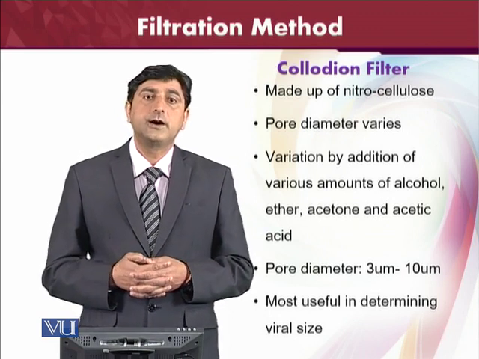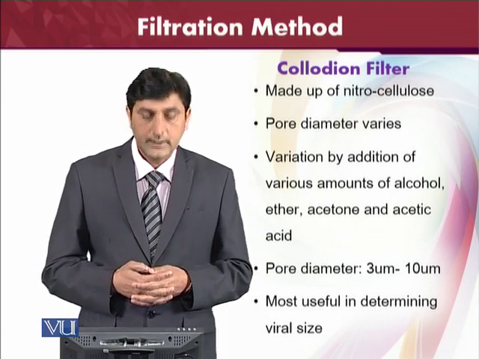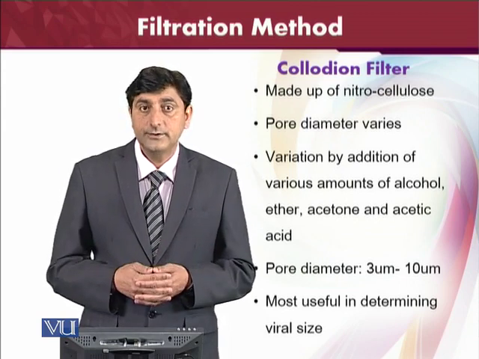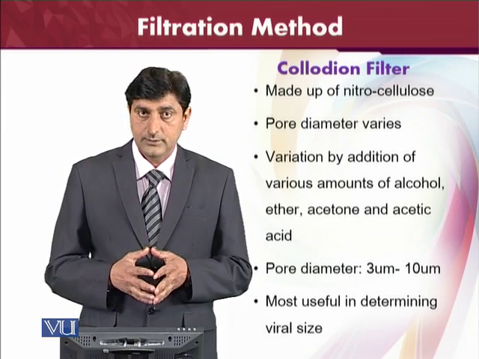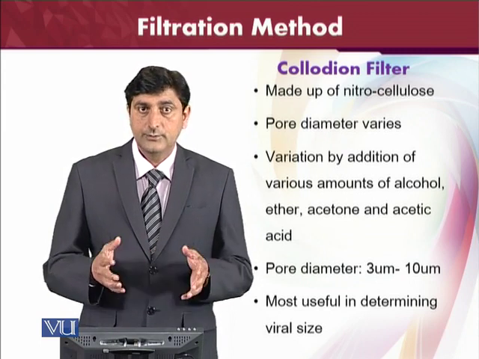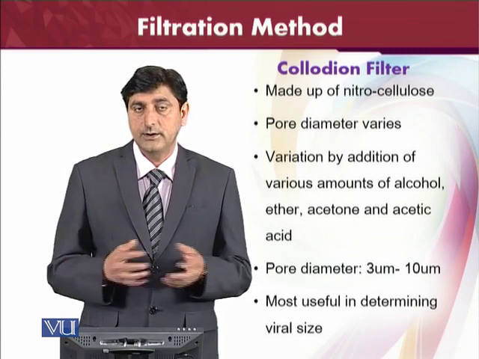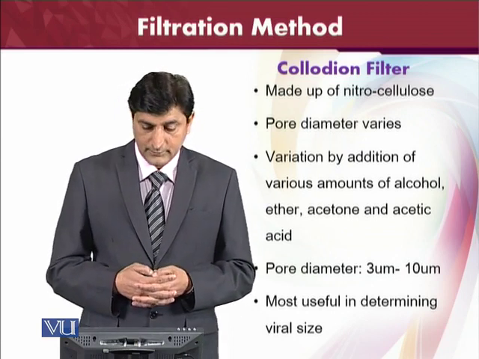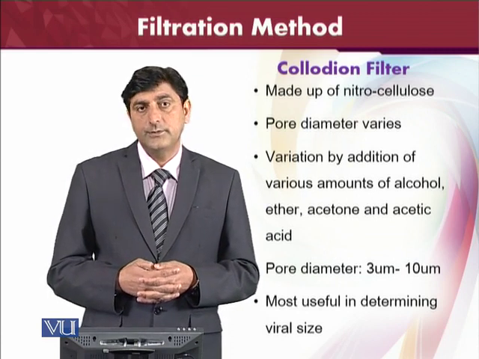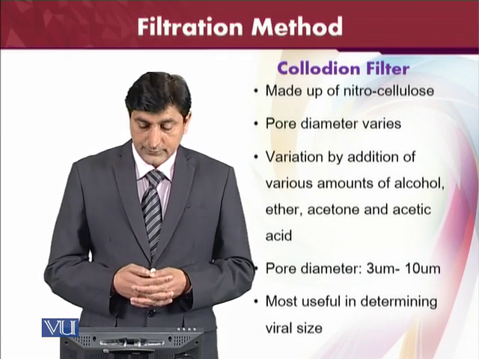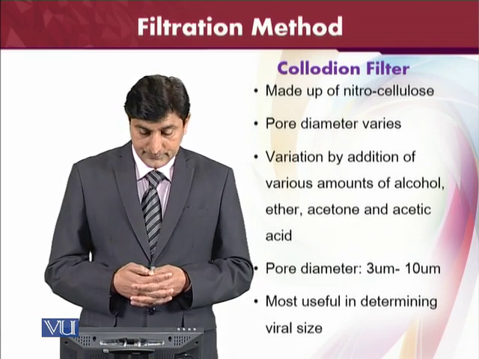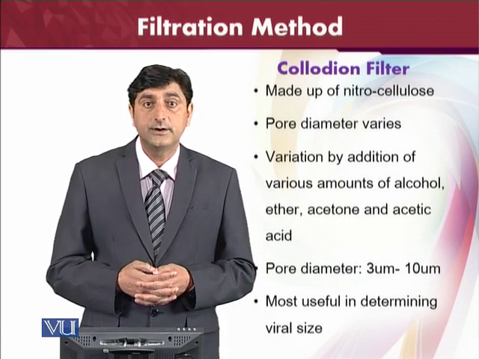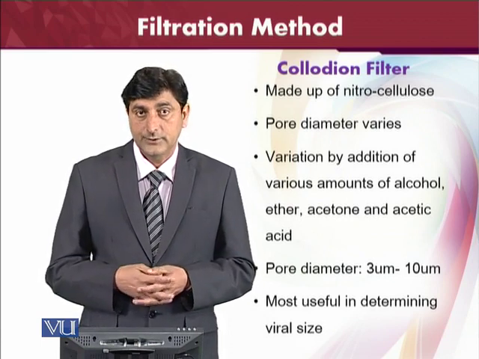Variations are also there by the addition of some alcohol, ether, acetone or acetic acid, and you can also apply an electric field on these filtrations. You can just make it on the basis of the electrodes. You can isolate and differentiate between the viruses, and the pore diameter can be 30 micrometer to 10 microns. They are most useful in determining the viral size. Of course, we already studied that these are very useful for determining the viral size.